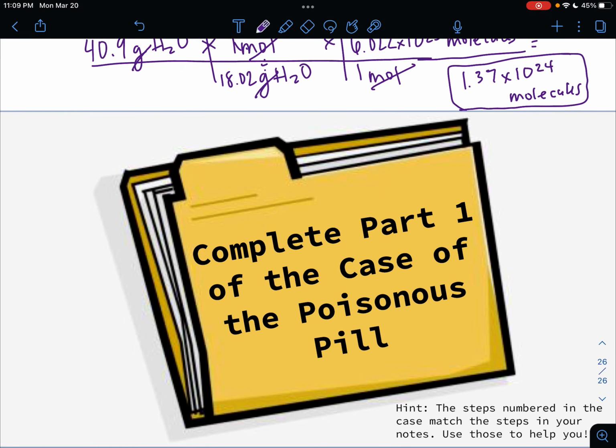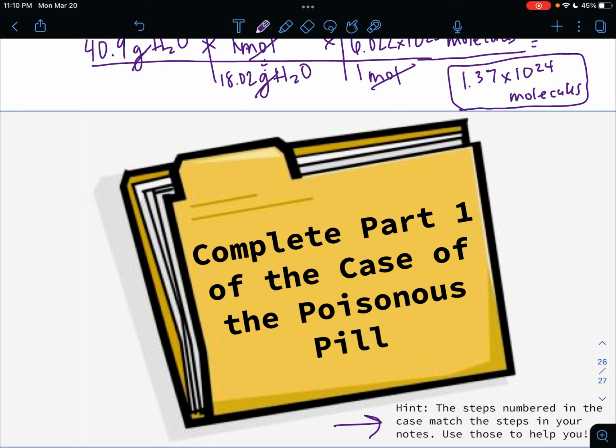So that is all there is for these notes. So now your goal is to start working on the case. Okay, you have learned everything you need to so far to get through all of part 1 on the case. I do have a little hint down here for you.